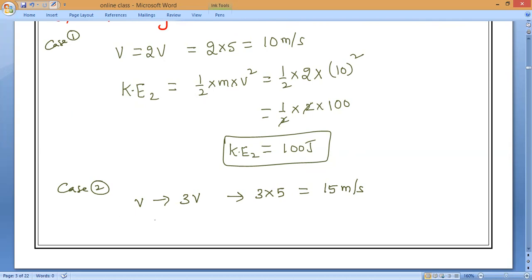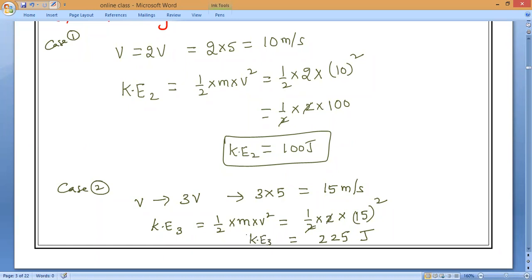So now the kinetic energy, let me take this as K3, which is equal to half into m into V square, which is equal to half into mass, which is 2 kg, velocity is 15 whole square. So 2 will get cancelled. 15 into 15, how much, guys? 225. So the kinetic energy is equal to 225 joules.